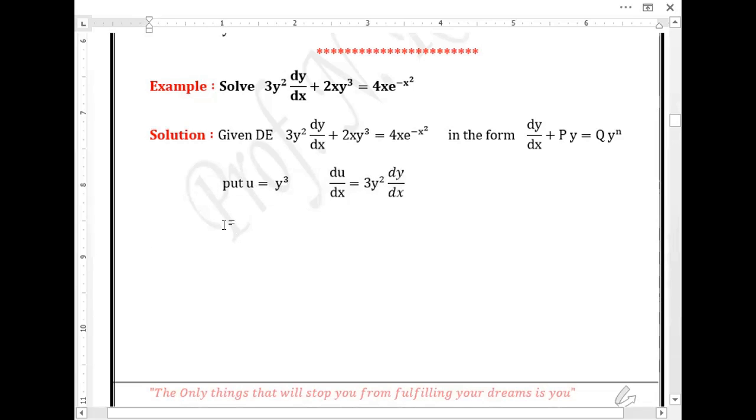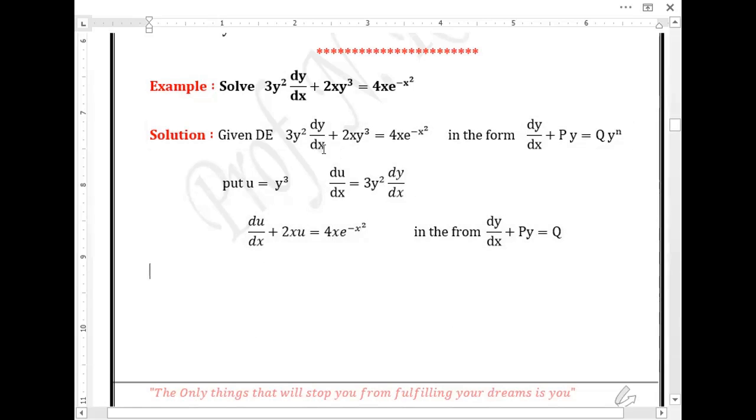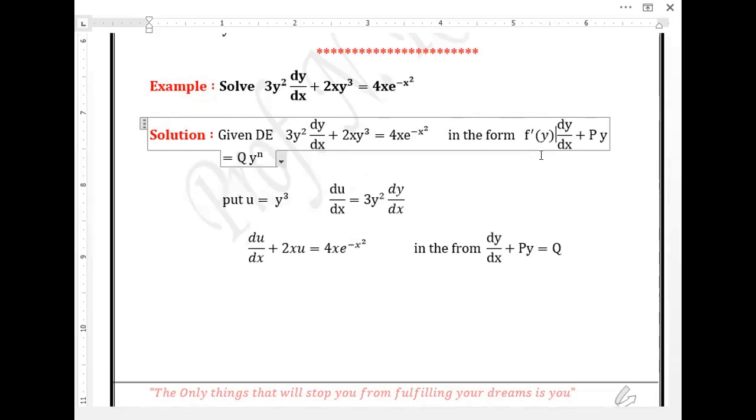Putting the value here, so we get du by dx. This 2x remains as it is, and the value of y cube is nothing but u. And the right hand side is a function of only x, because it is in the form of this. So not a Bernoulli's equation. It is in type number 3.